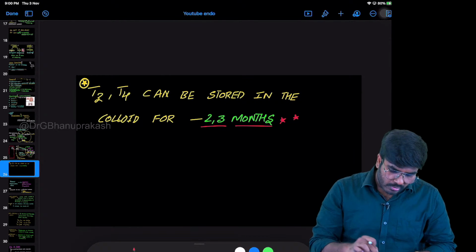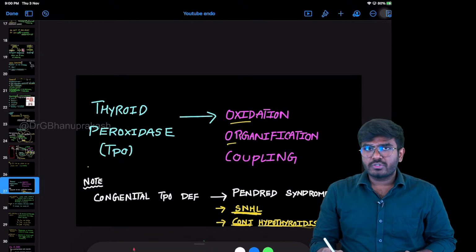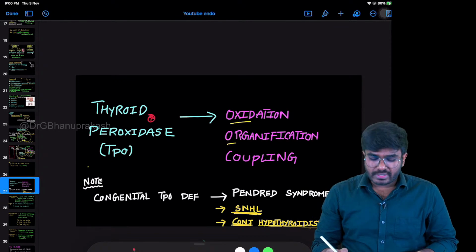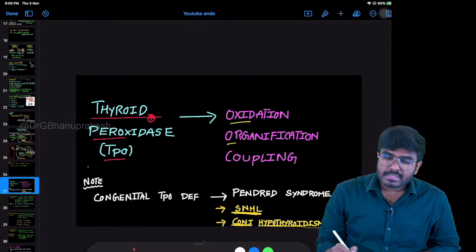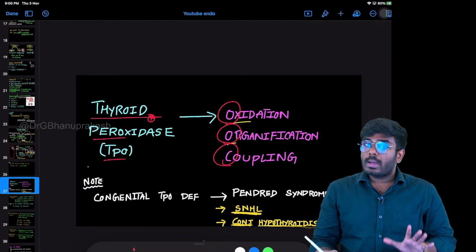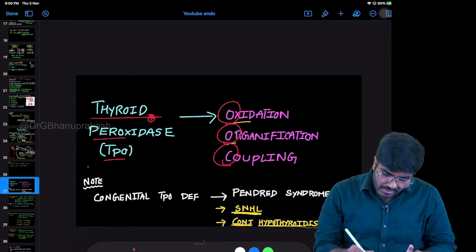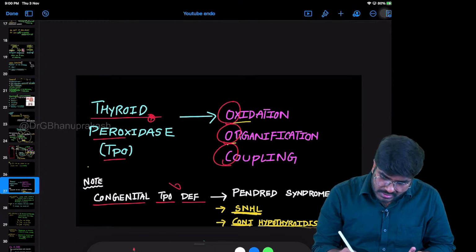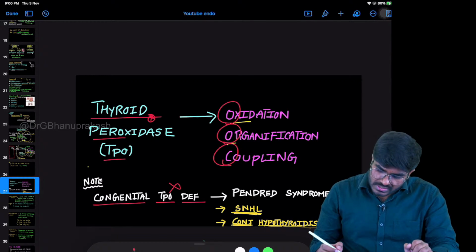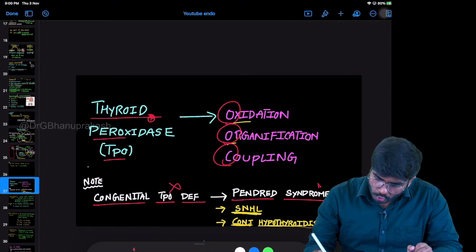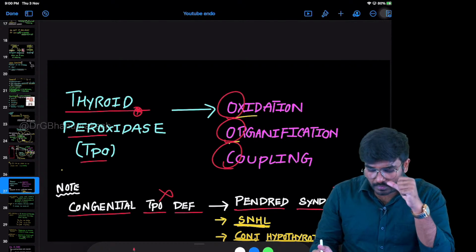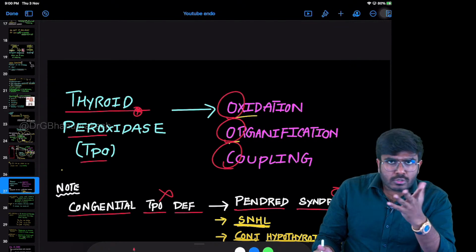Now, let's talk about some important clinical points which you need to know. Thyroid peroxidase, MCQs. These are questions which will come in an exam. Thyroid peroxidase helps in which process? Oxidation, organification, coupling. True. But there are some individuals in whom, by birth itself, thyroid peroxidase is deficient. No thyroid peroxidase, TPO deficiency. That will cause a syndrome called Pendred syndrome. So what exactly is Pendred syndrome? It's a congenital deficiency of thyroid peroxidase. So there is no T3, T4.